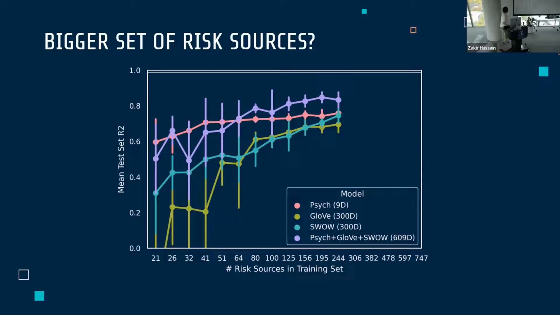So for instance, you can see that the psychometric model, which starts off pretty high already, seems to be sort of tapering off, given that you now already have like 195, 244 risk sources, and only 9 dimensions that you need to fit. Whereas with the other models, not only do you have more dimensions, but not all of those dimensions are necessarily going to be relevant to predicting risk perception. And so your regression is having to find the relevant dimensions as well. So with that in mind, we're planning on collecting more data with a larger set of risk sources.